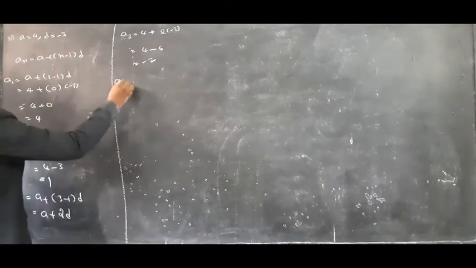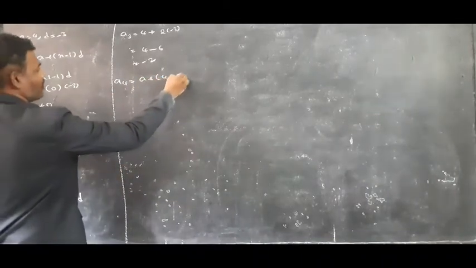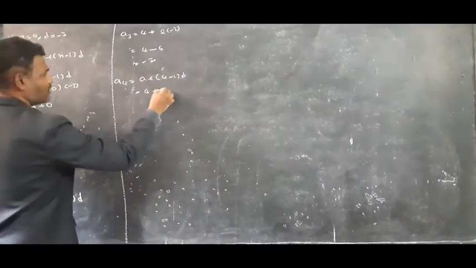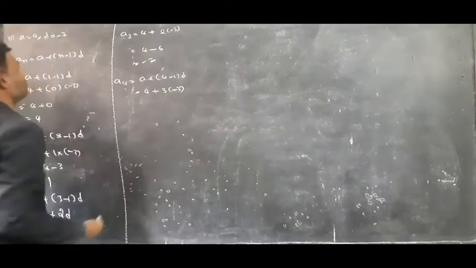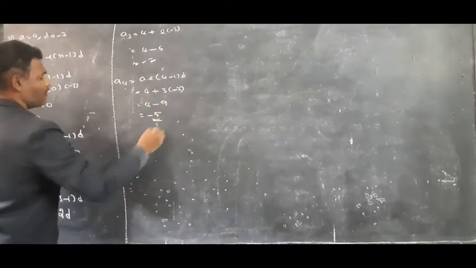Next, what do I need? The fourth term means A plus 4 minus 1 into D. What is the meaning of A? A is nothing but 4, plus 4 minus 1 means 3, 3 into minus 3. It means 4 minus 9 is equal to minus 5.